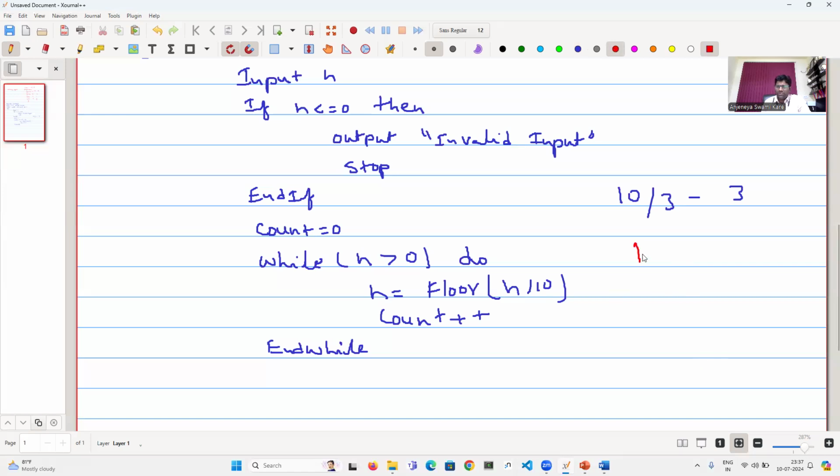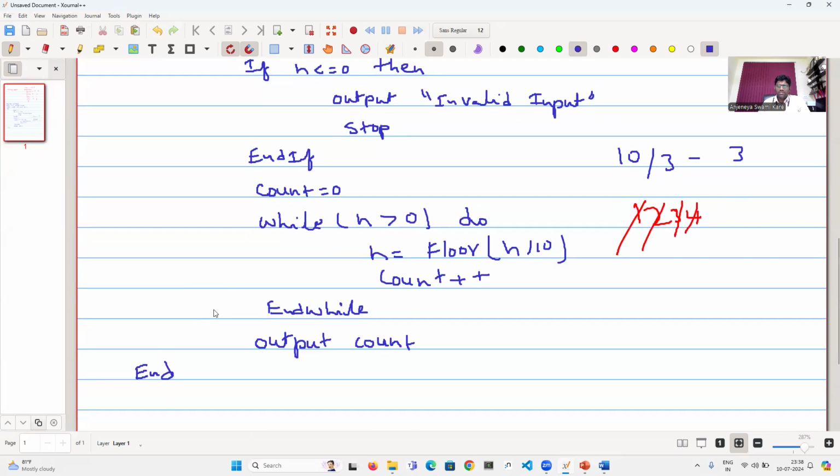Initially n is, for example, 1 2 3 4. When you do n is equal to n by 10, it will be 1 2 3. The count becomes 1. And in the next iteration, 1 2 3 by 10 is 1 2, then 1, and 0. So this loop runs for 4 times, and count will be incremented by 4. So we just need to output count here. You understand? This is the algorithm. Okay.